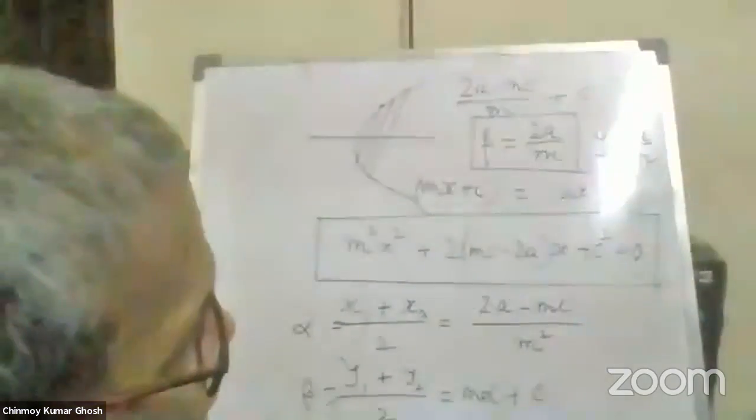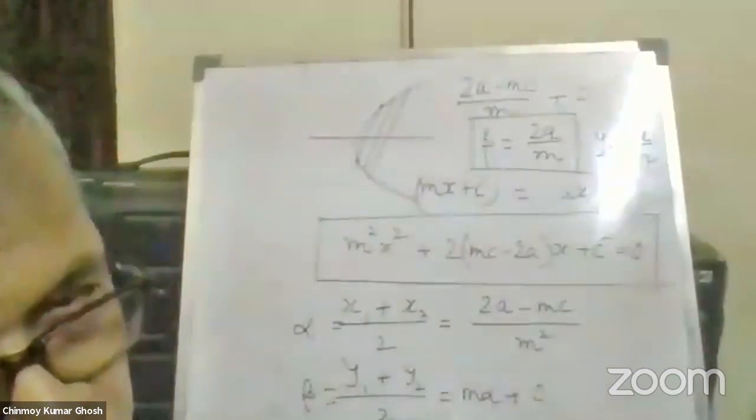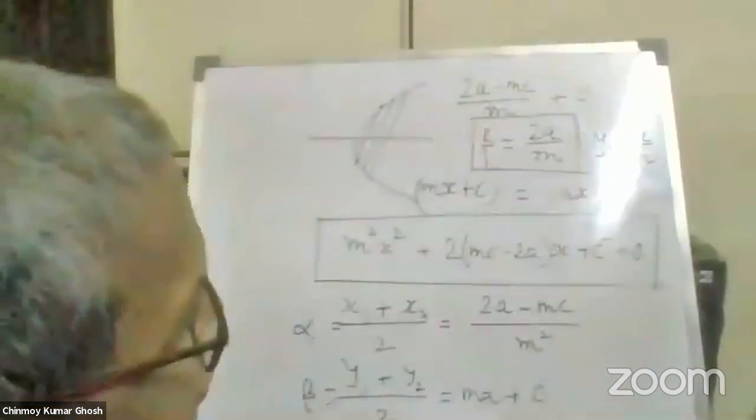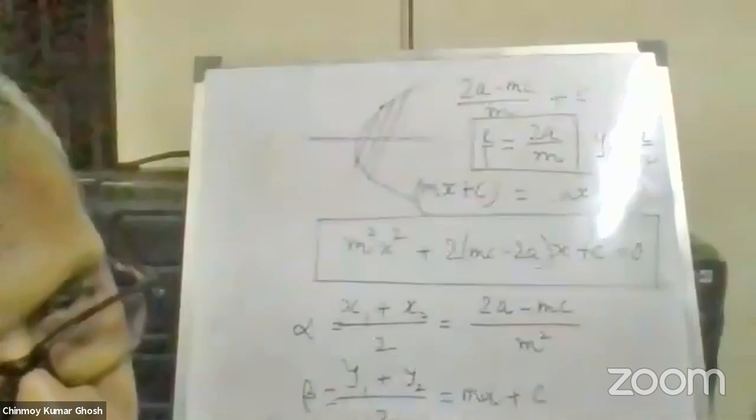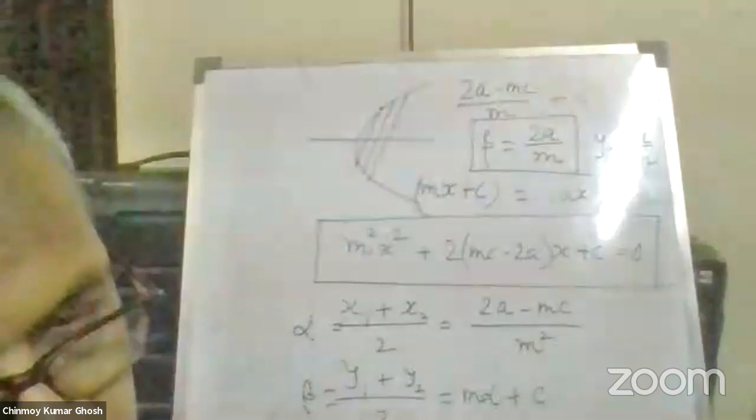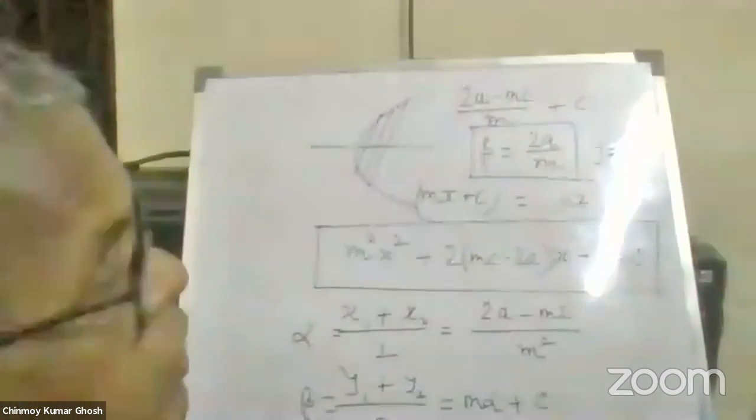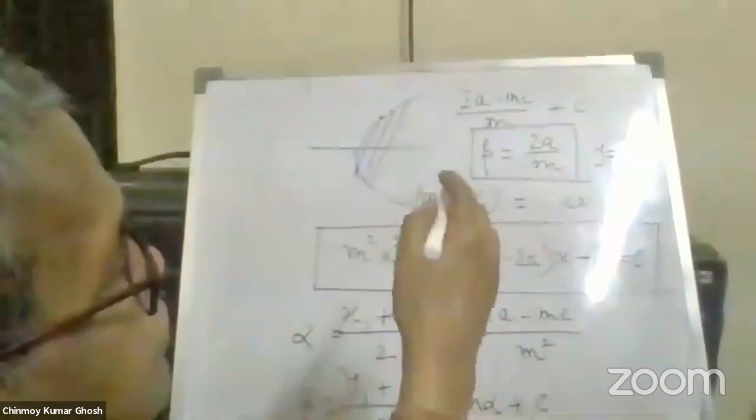And its slope will be the reciprocal of the slope of the parallel chords, the common slope of the parallel chords. So similarly, you can determine the equation of the diameter of an ellipse. In this case, it is not negative. It is very much positive. y is equal to 2a by m.